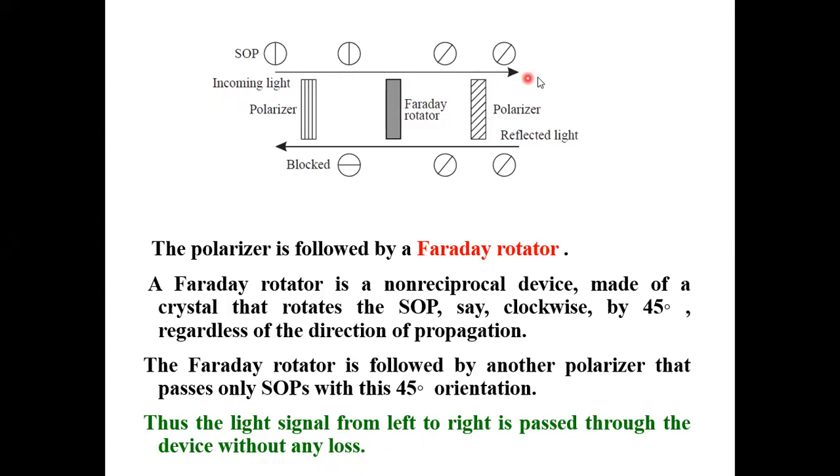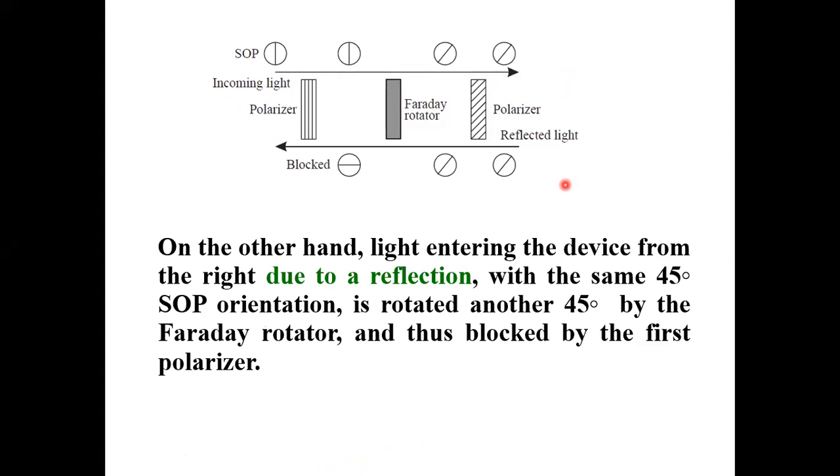So directly the signal is passing out of the isolator block. On the other hand, now the back reflected light, which is coming from here. The light entering the device from the right side, due to some reflection, is having the same 45-degree polarized state. Okay, so this is rotated by another 45 degree by the Faraday rotator, and that's why it is blocked by the polarizer.